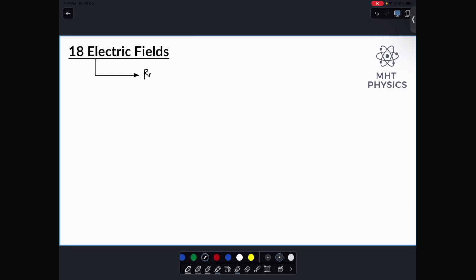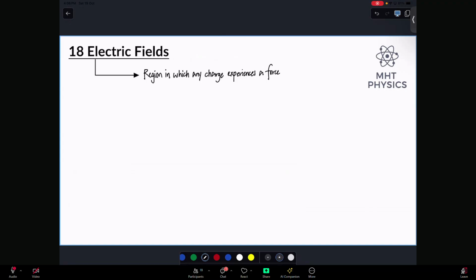A region in which any charge experiences a force. An electric field is a region in which any charge experiences force. I believe you guys have a school exam on electric fields, right? Physics is on the 28th. Okay. So, a region in which any charge experiences force, that's what your electric field is.